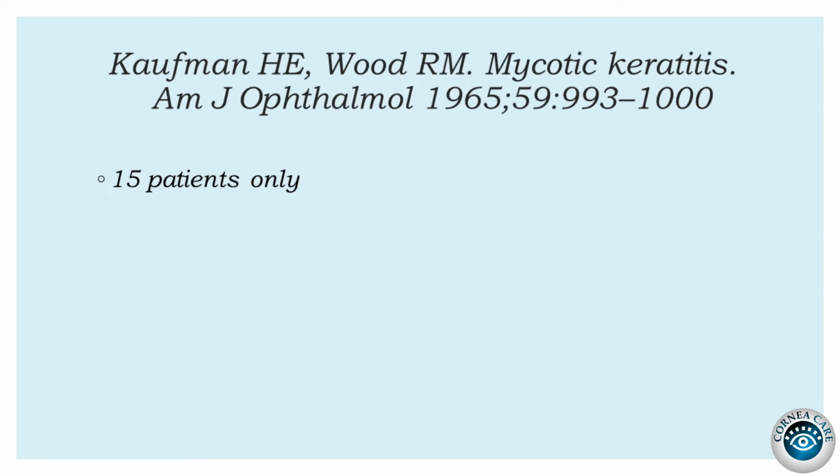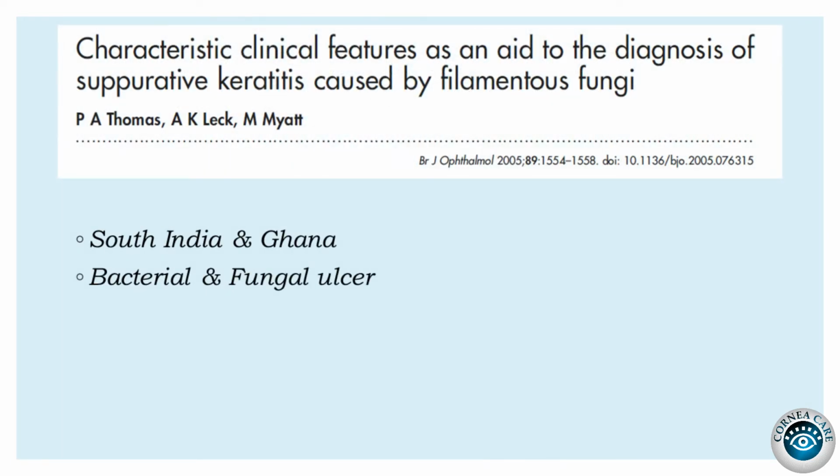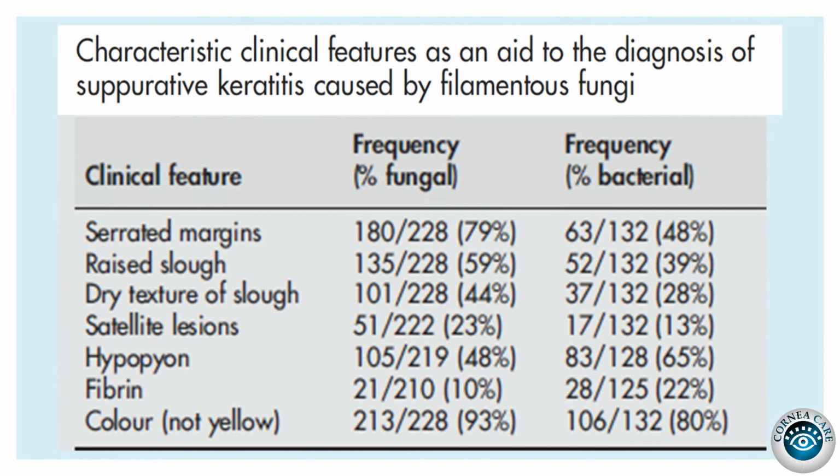But Kaufman's observation was based on 15 patients only. So people dug in a bit deeper into these features to know their reliability. 40 years after Kaufman's paper, a group studied ulcer patients in South India and Ghana and attempted to determine to what extent the presence of certain clinical features may be used to provide a rapid, presumptive diagnosis of fungal keratitis. They studied the presence of clinical features among fungal and bacterial cases.